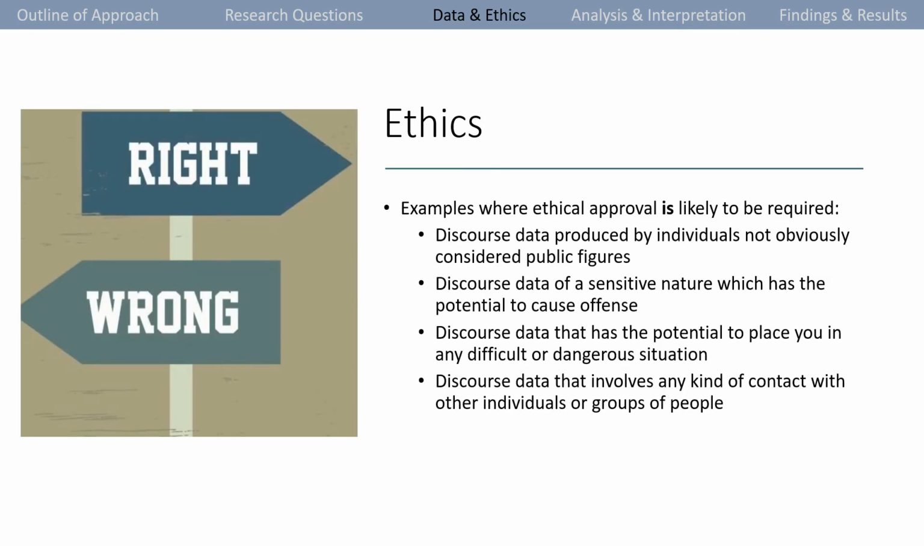Examples when ethics requirements are more likely to apply include working with discourse data that is produced by individuals who are not obviously considered public figures, or which is not produced in an individual's capacity as a public figure; working with discourse data that is of a sensitive nature, which has the potential to cause offence to yourself or others; working with discourse data that has the potential to place you in any difficult or dangerous situation; and working with discourse data which to collect involves any kind of contact with other individuals or groups of people.